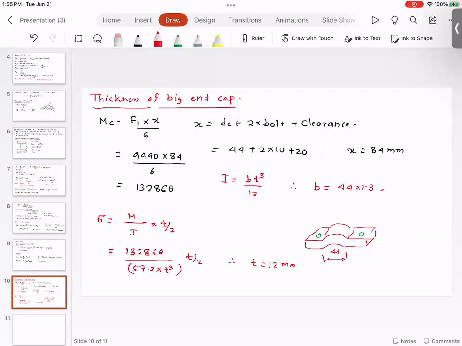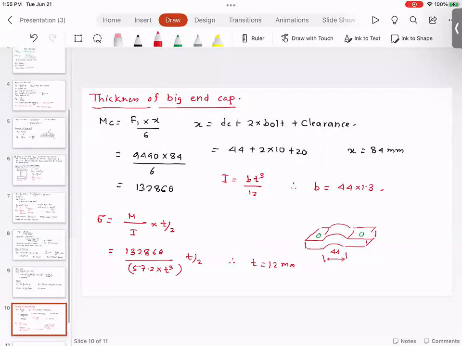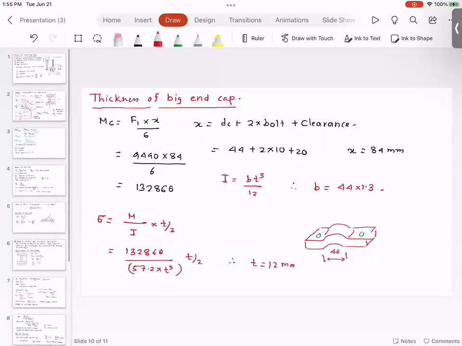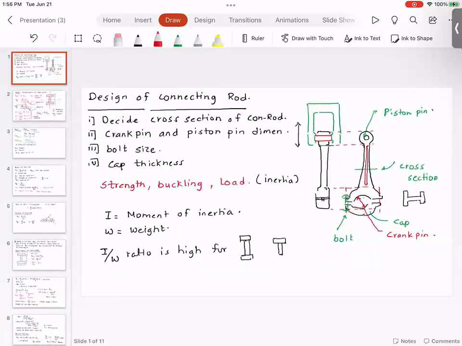So that is how you would design a connecting rod. I will quickly go through the design steps. The connecting rod is an important part that takes the reciprocating motion of the piston and converts it into rotary motion of the crank. The connecting rod has a small end and a big end. The small end fits inside the piston and the big end fits onto the crank pin.